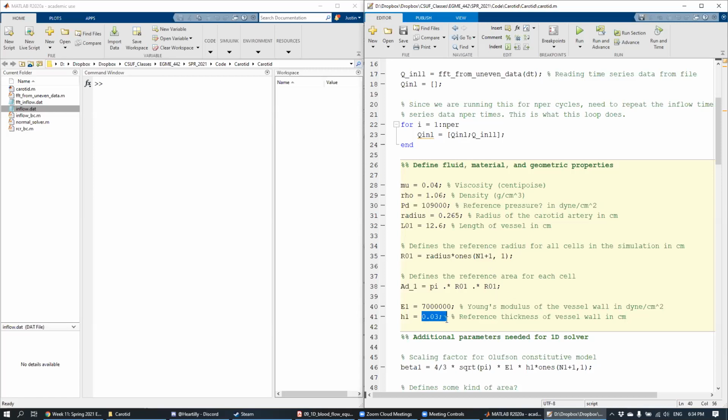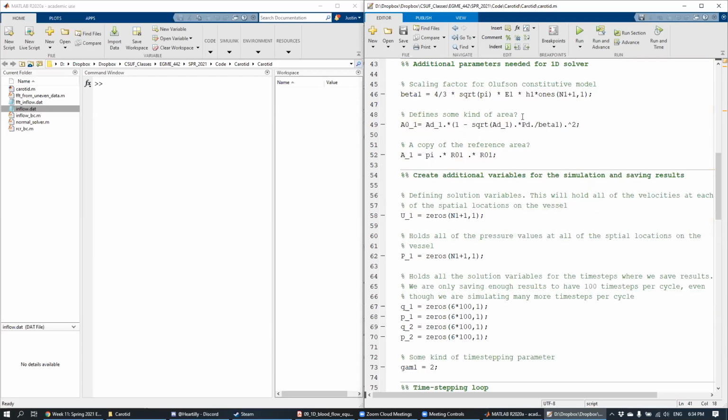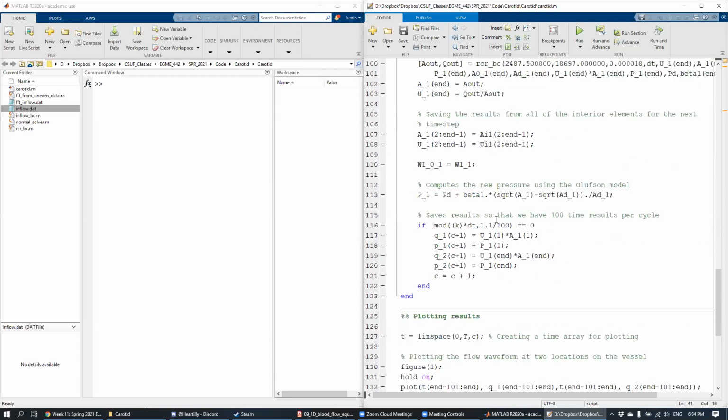And we also have to specify the thickness of the vessel wall as well. Right? And so for these vessels, the thickness is 0.03 centimeters. Okay. All right. And so everything else here, you're welcome to read through the code.